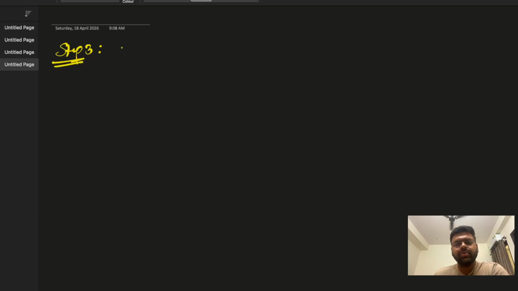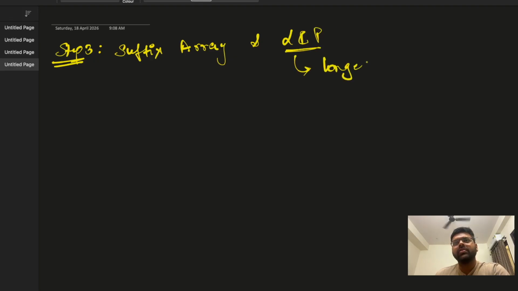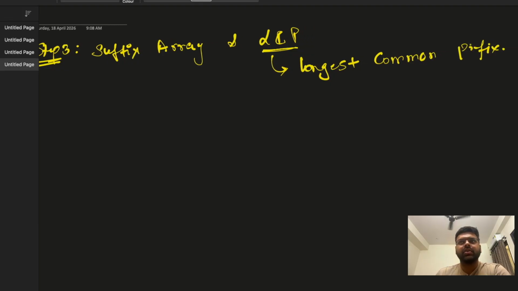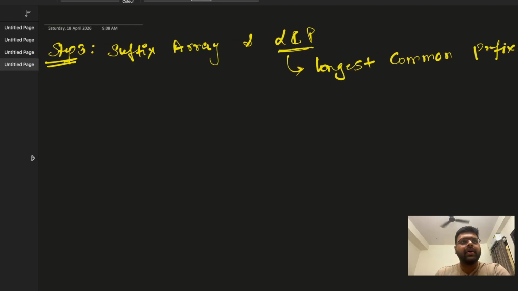Now here we would be using a very great algorithm which is used mostly in strings, which is the suffix array and LCP. You must have read about this, the longest common prefix. Okay, now let's understand what we mean by a suffix array and a longest common prefix.